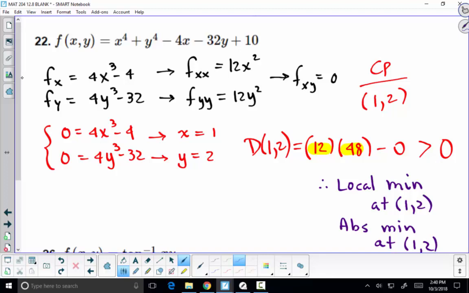So in Calc 1, you never were finding critical points for totally weird squiggles, right? You're only finding critical points and analyzing maxes and mins for functions. So it's the same idea here. Our surfaces are all functions. They're not curling under themselves.